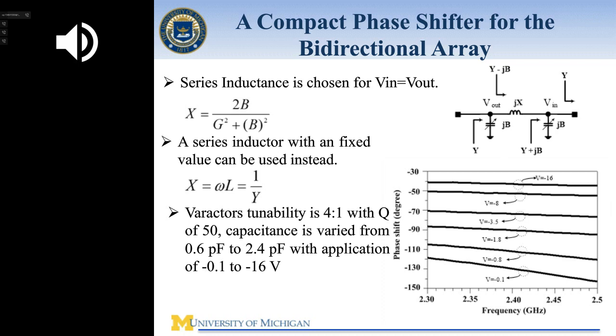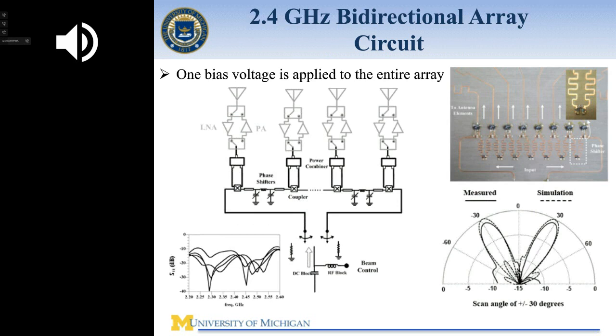And as you note, it depends on the type of reactors. In this case, with a 4-to-1 reactor, which had a Q of 50 and a tuning voltage of 16 volts or so, one can achieve phase shifts in the order of minus 40 degrees to about 140 degrees or so. We designed such an array, as shown, in Duroid on the right side. And also you can see the measured radiation pattern compared to simulation. Again, we can achieve a scan range of plus or minus 30 degrees.